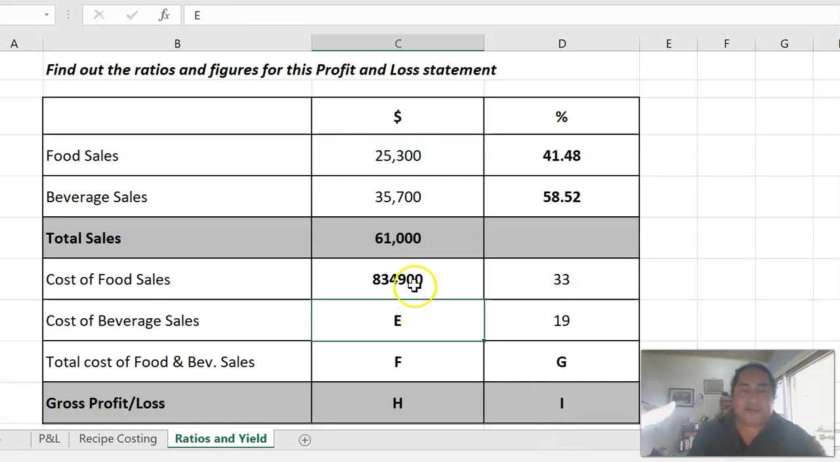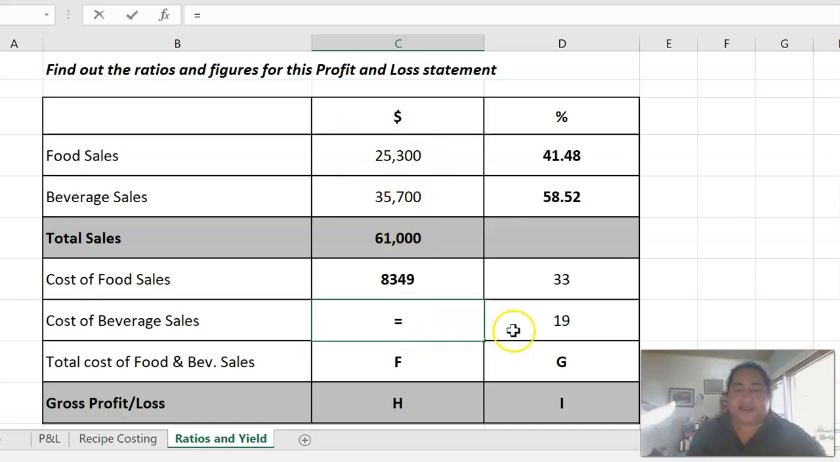Sorry, divide by 100, I have to go back here. It's just the opposite of that one. You have to divide by 100, because for the top one, this value was times 100. For the bottom value, it's the opposite, so we divide by 100. It means that out of that 25,000, 8,349 was spent on the cost of food to produce that 25,300.